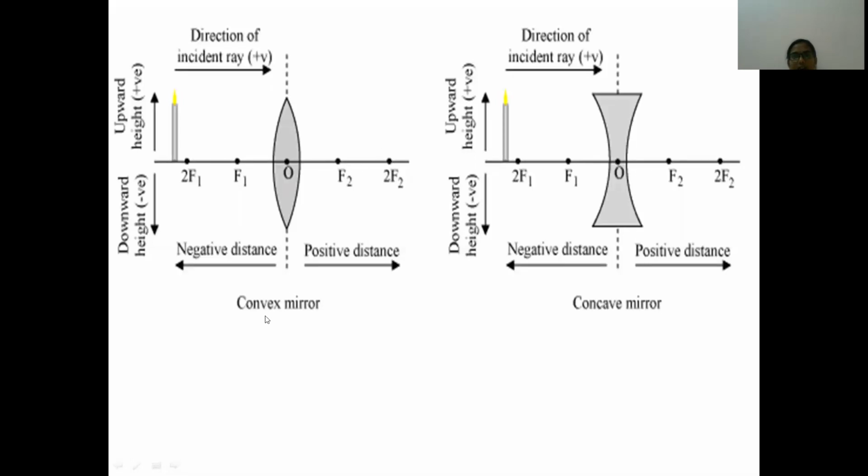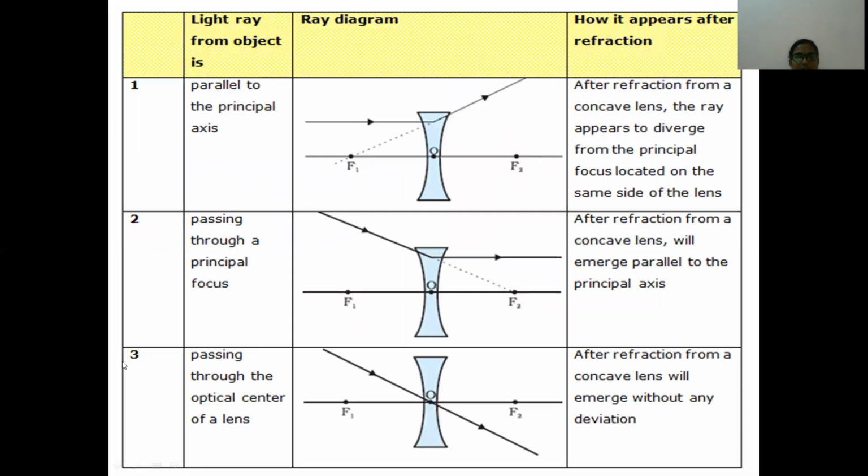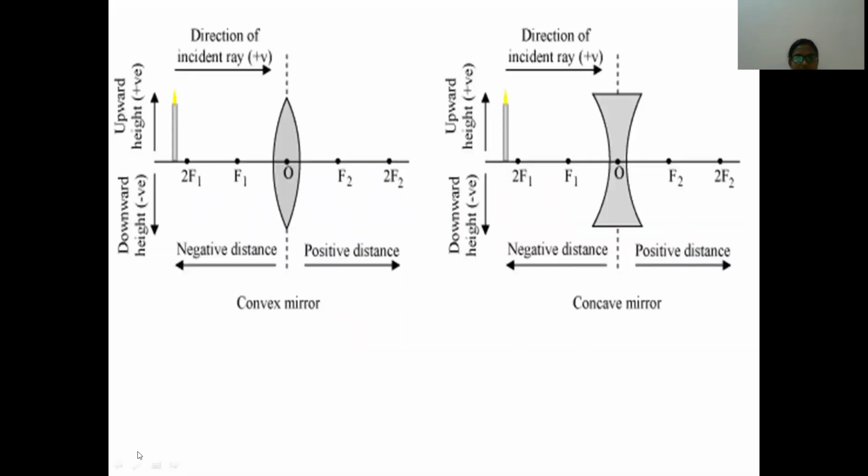This is for concave and convex mirrors. For convex and concave mirrors, this is constant for both mirrors: along the direction of the incident ray is positive, opposite to the direction of the incident ray the distance is negative. Here also positive and negative. And here you can observe F1 and F2. You can just imagine this like a sphere, where the center of curvature of the first surface will be present here, and the focus will be present this side. So that is why we consider it positive.